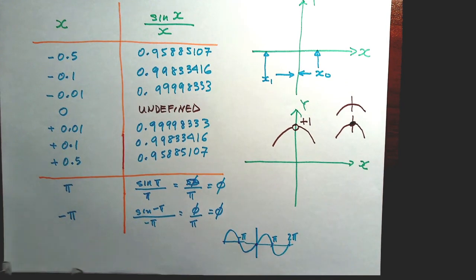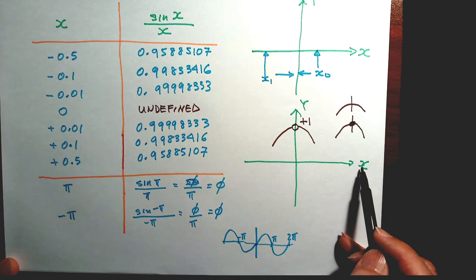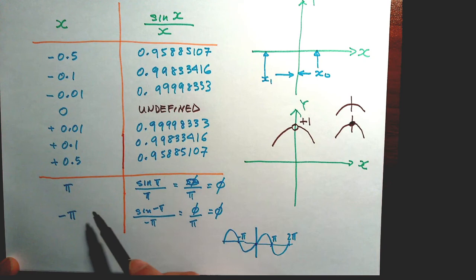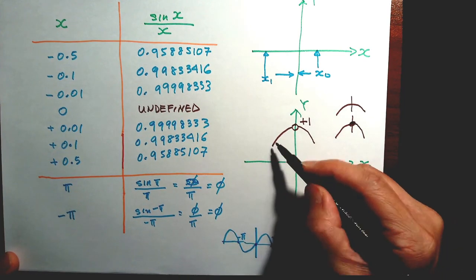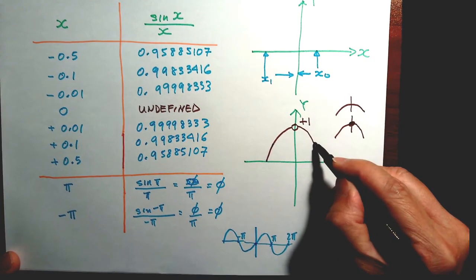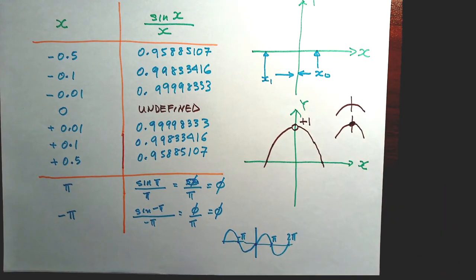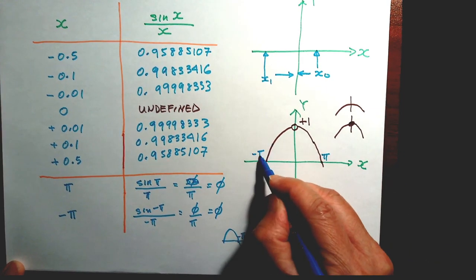So very interestingly, we can now say that at the point x equals pi, the value of y is 0, and at the point x equals minus pi, the value of y is also 0. So we can actually extend this curve down to here, and it actually touches and crosses, and we know that this point is pi, and this point is minus pi.